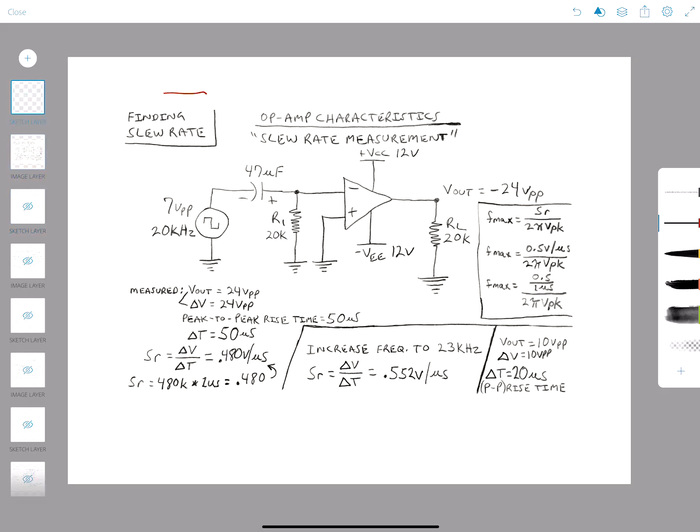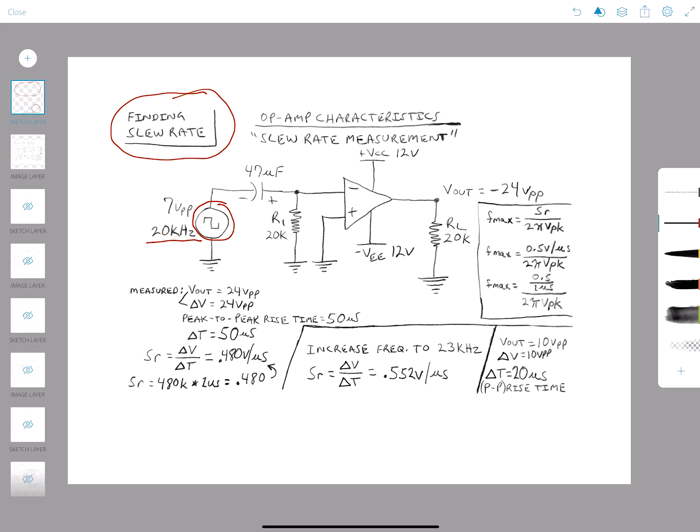Okay, so now we're going to be looking at finding slew rate. So what is slew rate? Whatever frequency we have coming into our op amp, the op amp can only handle so much. In other words, if the frequency gets too high, then our output is going to start to attenuate. It's going to start to get smaller and smaller because the op amp can't keep up with the change that's coming in from the input.